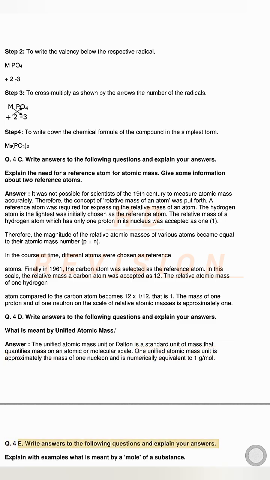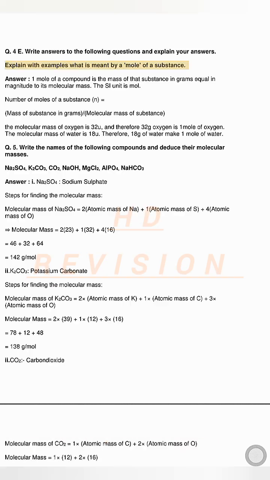Q4. E. Write answers to the following questions and explain your answers. Explain with examples what is meant by a mole of a substance. Answer. 1 mole of a compound is the mass of that substance in grams, equal in magnitude to its molecular mass. The SI unit is mole. Number of moles of a substance, n, equals mass of substance in grams divided by molecular mass of substance. The molecular mass of oxygen is 32 u, and therefore 32 grams of oxygen is 1 mole of oxygen. The molecular mass of water is 18 u. Therefore, 18 grams of water make 1 mole of water.